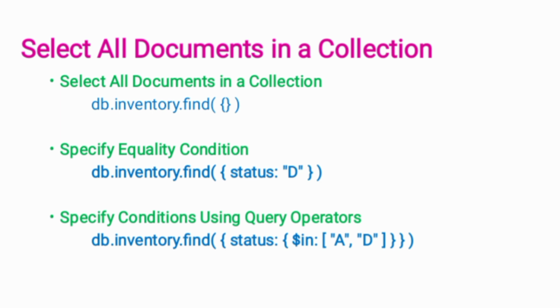Next, we have specify conditions using query operators. A query filter document can use the query operators to specify conditions in the form of field: { operator: value }. This code selects all documents from the inventory collection where status equals either A or D.